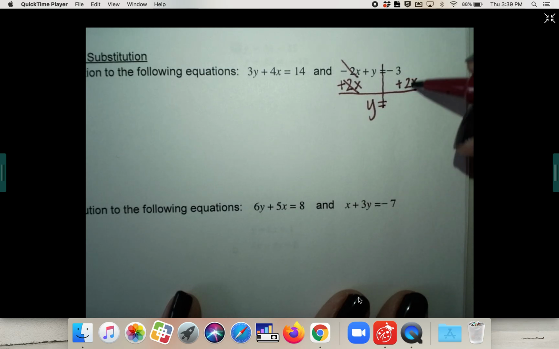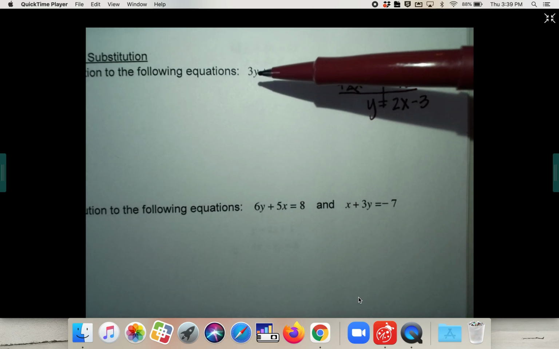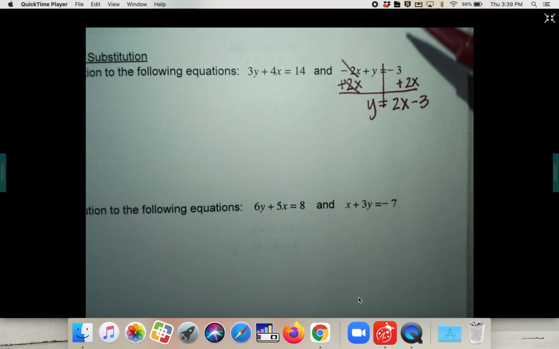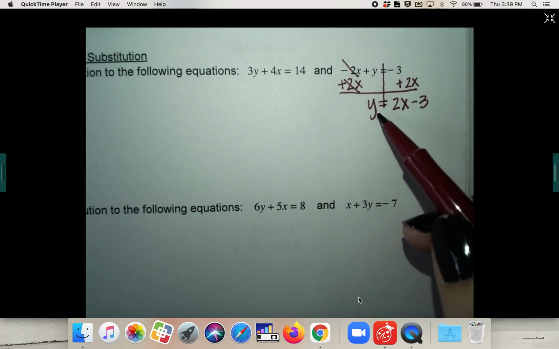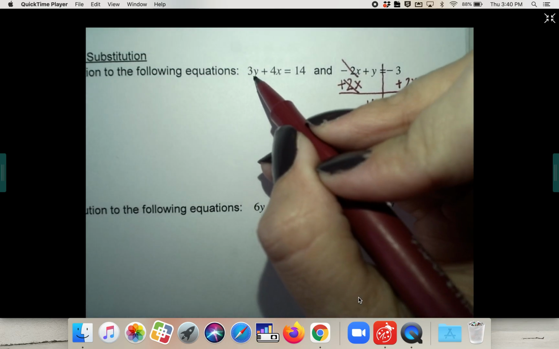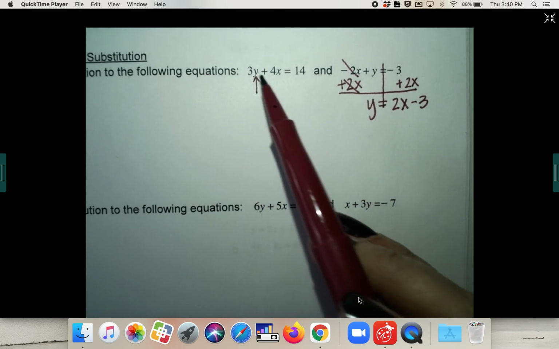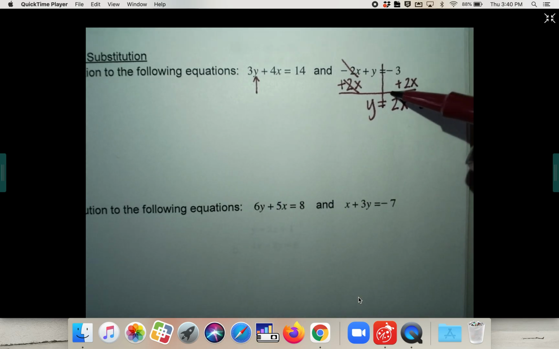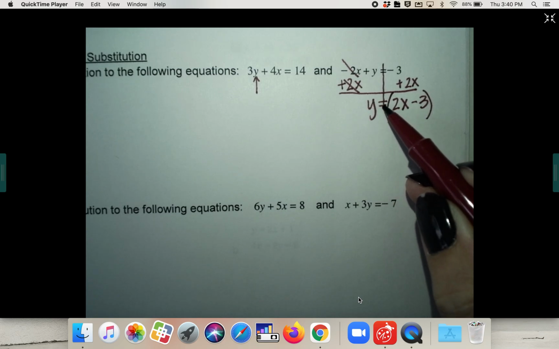So now y equals 2x minus 3. All right, this one was the best choice because with this one, I would have had to subtract something and divide by something, and it's a lot more work. With this one, I just had to add 2x to both sides, and now I can see that y is no longer going to be y. I don't want you guys to look at this other equation and say, oh, well, that's y. It's not. It is now going to be 2x minus 3 because that's what y equals.